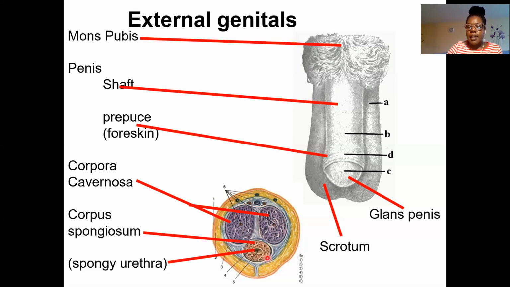Now, these erectile bodies or these erectile tissues are responsible for the engorgement, for the erection of the penis, which helps to sustain the penis in that erect state as well.